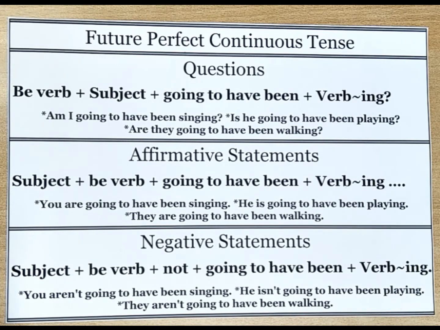How about negative statements? How do we make a negative statement? Subject plus be verb plus not plus going to have been plus verb ing. For example, you aren't going to have been singing. He isn't going to have been playing. They aren't going to have been walking.